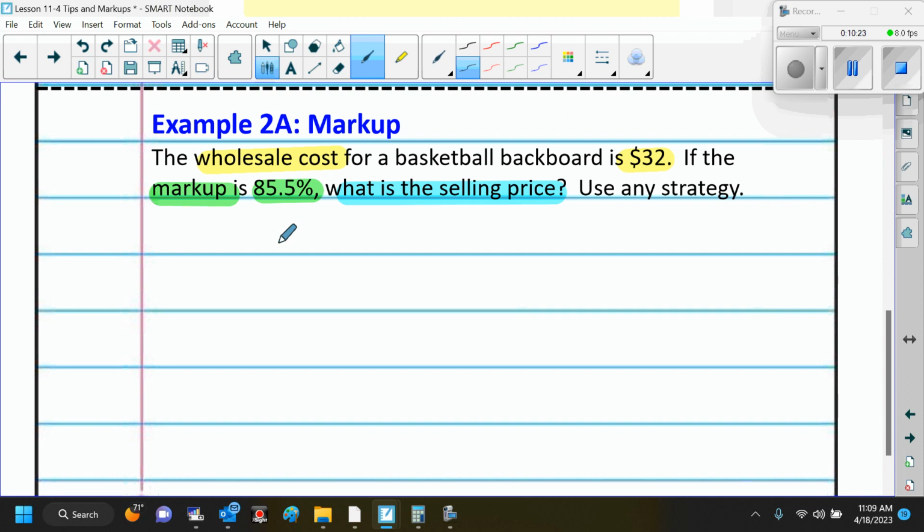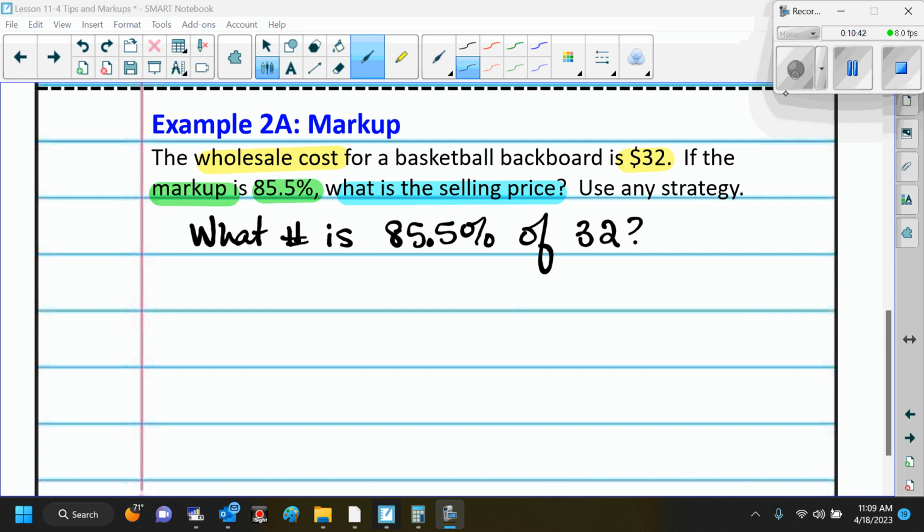So we're going to write this down. What number is 85.5% of 32? All right, so now we've got what number? That's going to be the x. Is in math means equals. Very good. Is in math means equals.